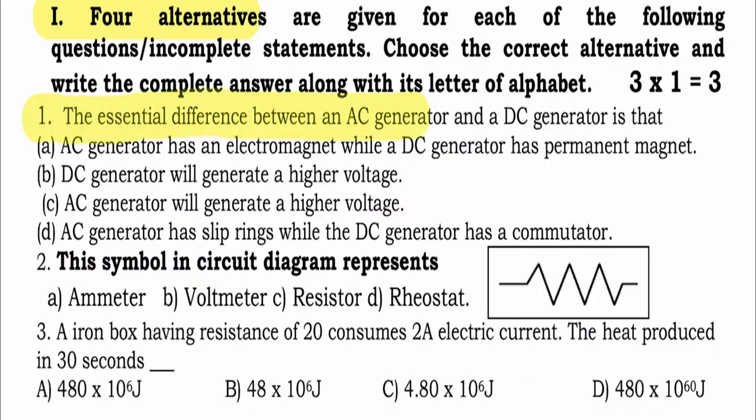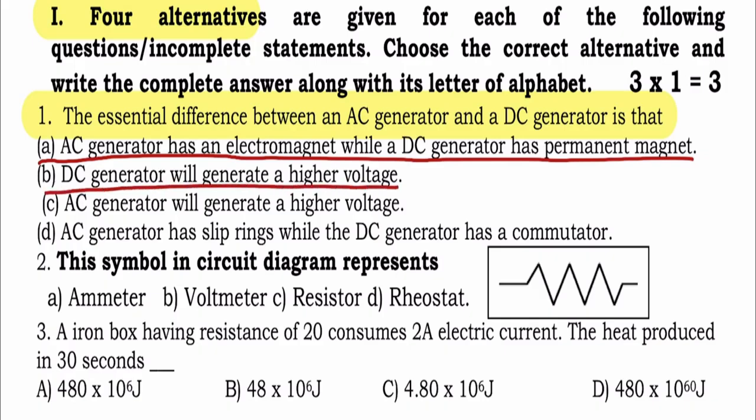First question. The essential difference between the AC generator and a DC generator is that. Options are option A. AC generator has an electromagnet while a DC generator has a permanent magnet. Option B. DC generator will generate a higher voltage. Option C. AC generator will generate a higher voltage. And option D. AC generator has slip rings while the DC generator has a commutator. So the answer for this question is option D. AC generator has slip rings while the DC generator has a commutator. Let's go to next question.